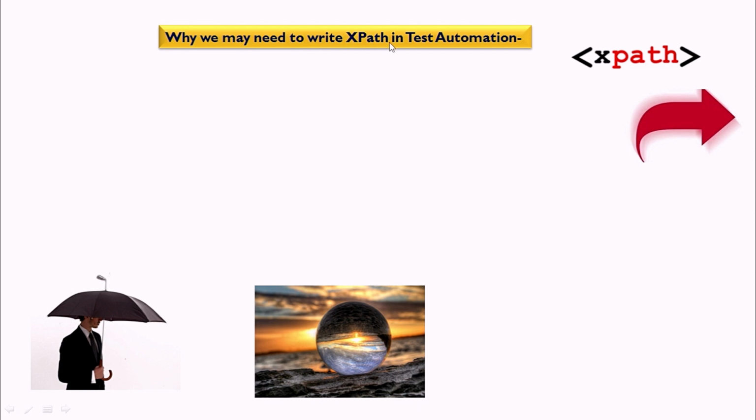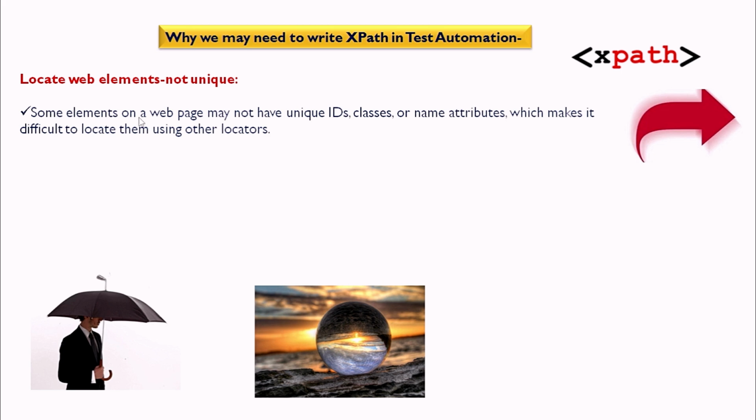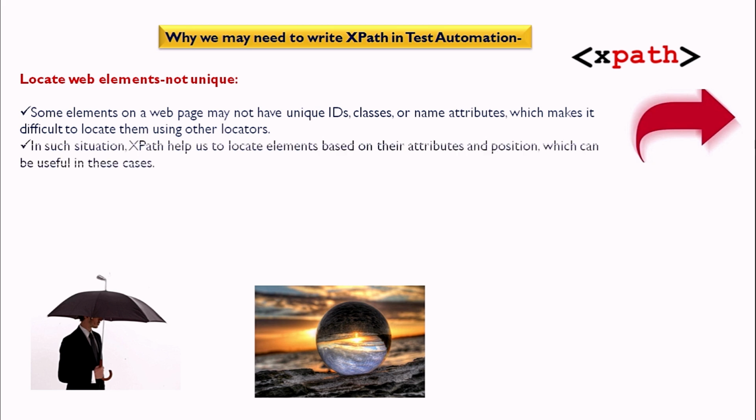Why do we need to write XPath in test automation? Let's understand. The first point is to locate web elements that are not unique. Some web elements on the web page may not have unique IDs, class, name attributes, which makes it difficult to locate them using the other locators. Sometimes we see that there is no unique and static ID, class name, or name attribute available for the web element. In those situations, we can go with the XPath locator.